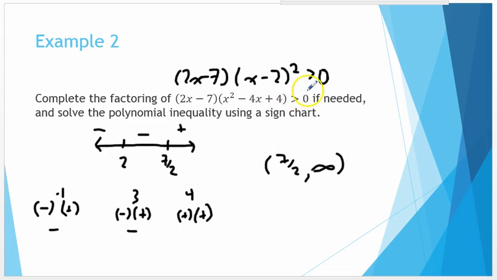Just be careful about what kind of inequality symbol they use and whether that means you're going to be looking for the positive or negative regions. And be careful about it because if they had put the line underneath, then my answer would have been 7/2 to infinity. So you have to keep track of whether it's going to be a bracket or a parenthesis in those cases.